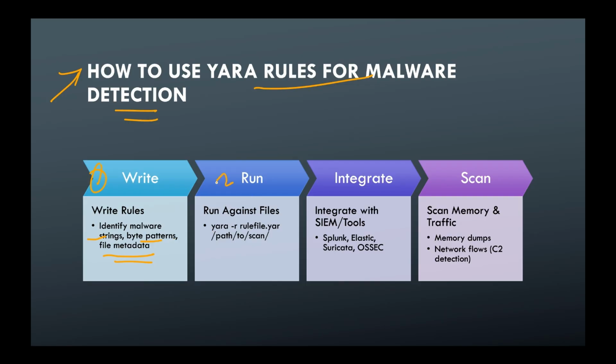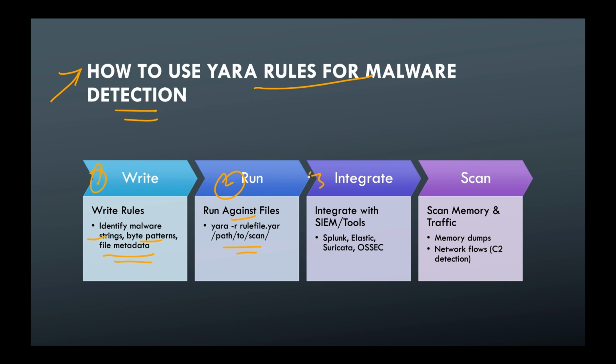Then number two, running YARA against the file. So once you have your rule ready, you can run YARA against file on your system or network. So the command is super simple. You can start with YARA, then rule file path to scan. So this will scan all the files in the specified directory path slash to slash scan, and apply the rule defined in your rule file dot YARA. So if any file match the rule, YARA will output a hit and the name of the matching rule.